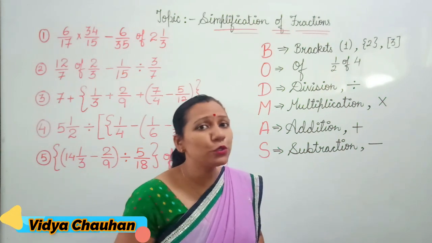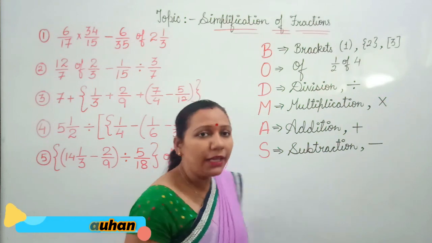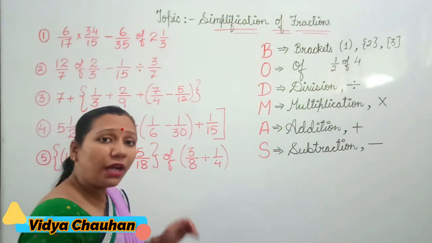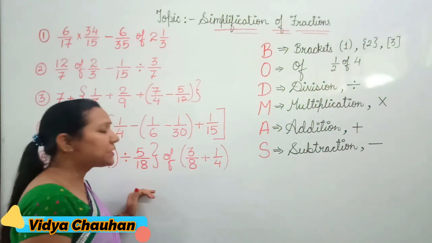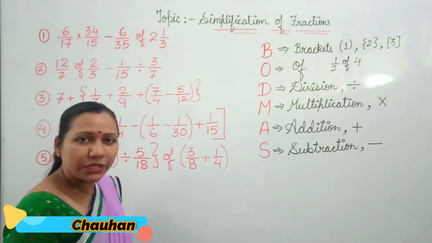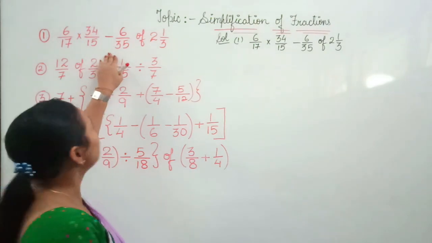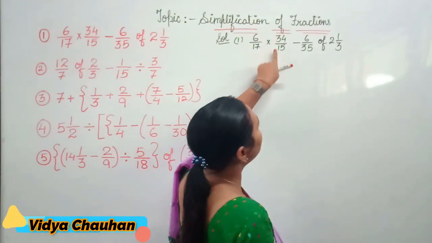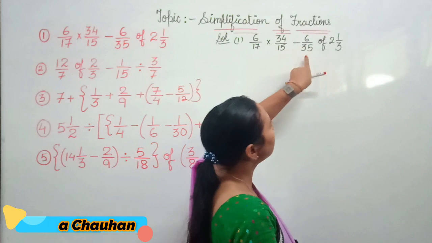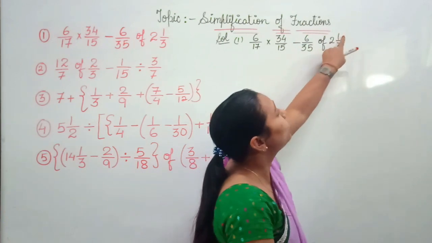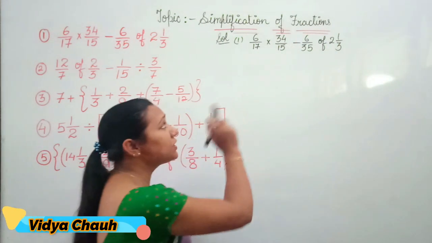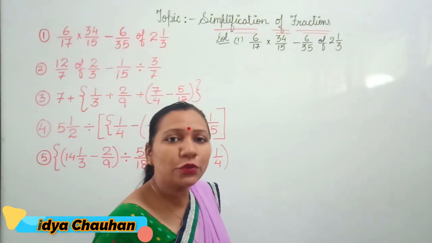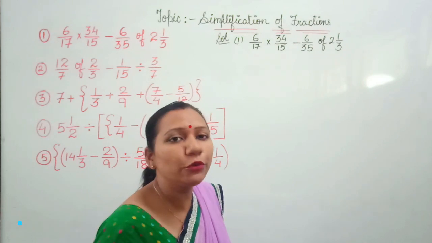Now let us see how to solve the questions which are there in your book exercise. Some of the questions I have noted down here on the board, and we will understand the steps for the solution of these questions. So students, let us start with the first question, which I have noted down here: 6 upon 17 multiplied by 34 upon 15 minus 6 upon 35 of 2 1 upon 3. Now here, very first check, is there any bracket? No. That means we don't have to remove brackets.